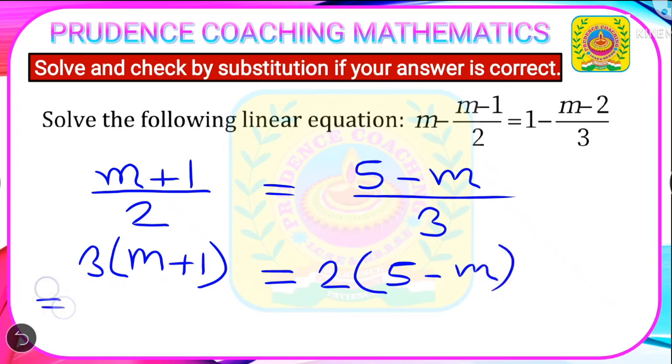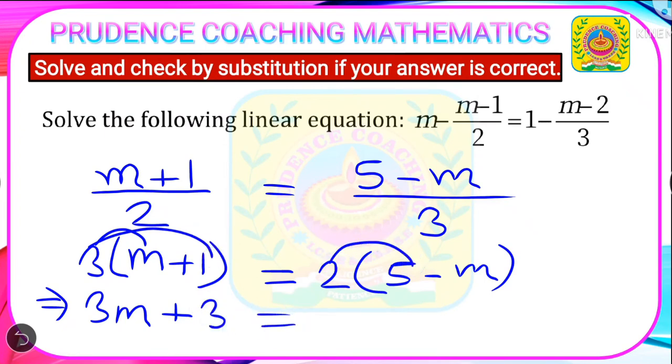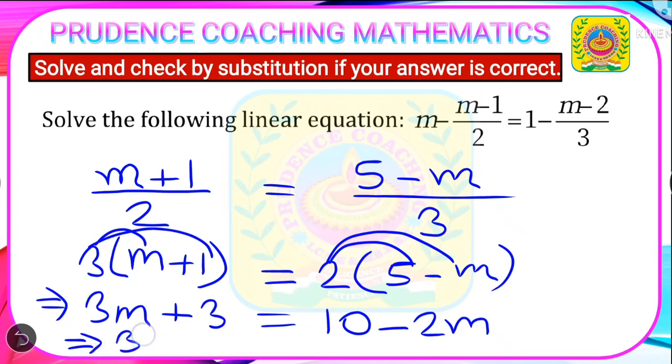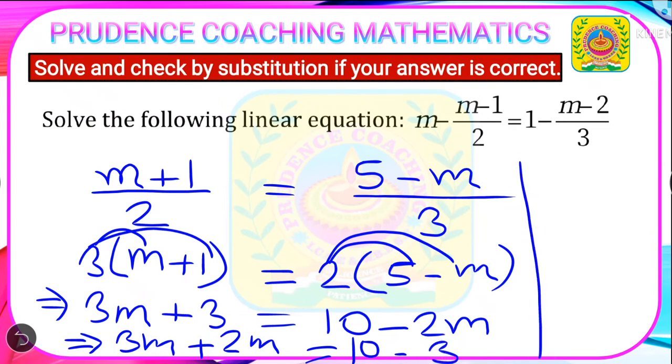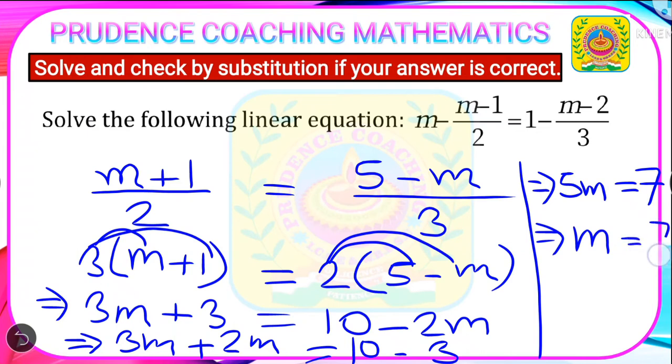Further calculation, you will get 3m, because 3 into m is 3m, plus 3 into 1 is 3, equals to 2 into 5 is 10. 2 into minus m will be minus 2m. Now we need to take all the variables on the left hand side. So you will get 3m plus 2m equals to 10 minus 3. So after this, what you will get is 5m equals to 10 minus 3 is 7. So the value of m here will be 7 by 5.